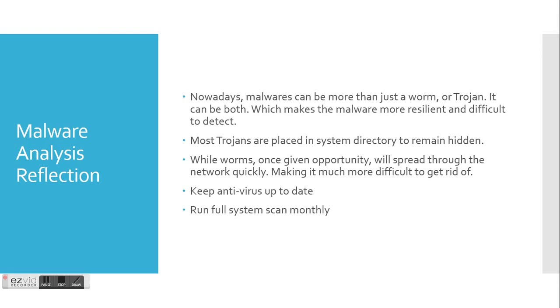Next, the malware analysis reflection. So nowadays, malware can be more than just a worm or Trojan. It can be both, which makes the malware much more resilient and difficult to detect. Most Trojans are placed in system directories to remain hidden, while worms, once given an opportunity, will spread through the network very quickly, making it very difficult to get rid of.